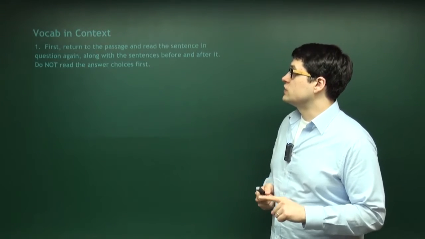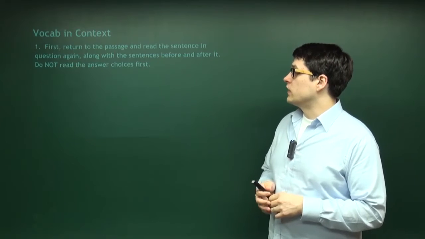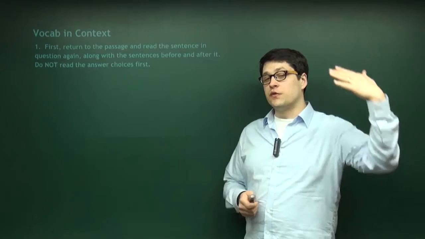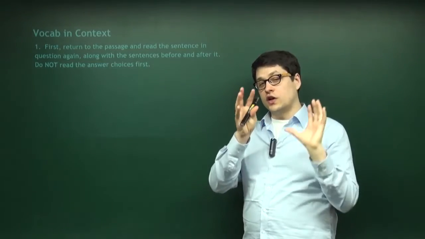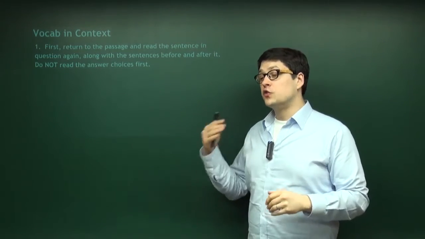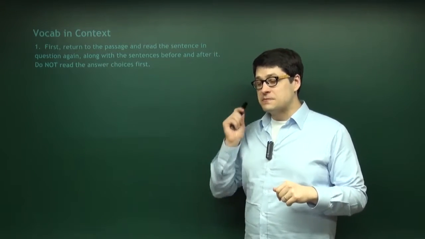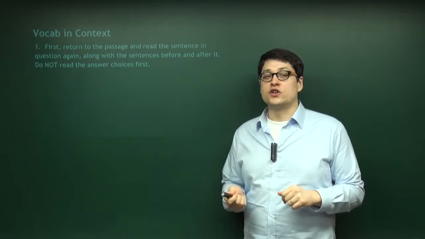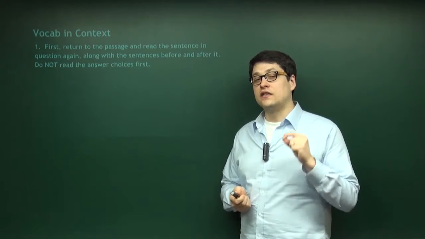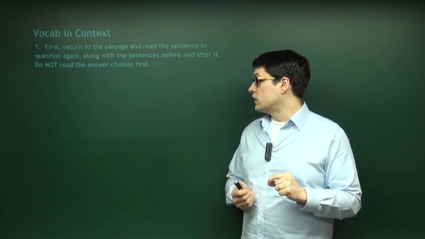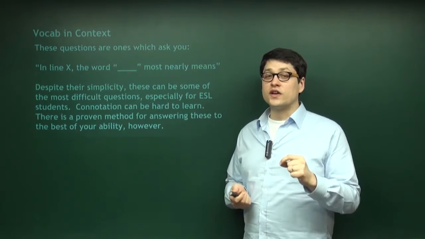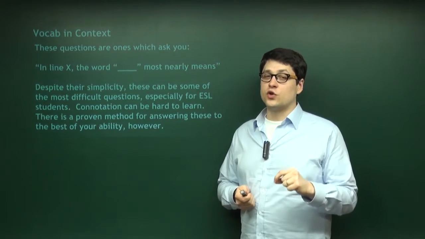First, when you get one of these questions, go back to the passage and read the sentence that's mentioned in the question again, along with the sentence before it and the sentence after it, so you get the full context. And do not, as I've said many, many times before, read the answer choices first, especially with these questions. It's more important than anything with these questions to not read the answer choices first, because if you read the answer choices first, with the most nearly means in the blank, then it's really going to skew your perception of what should go in the blank.